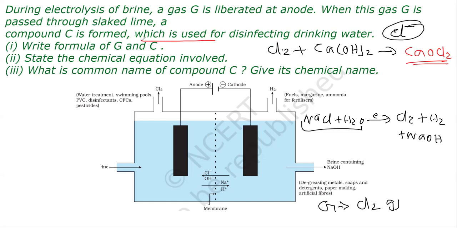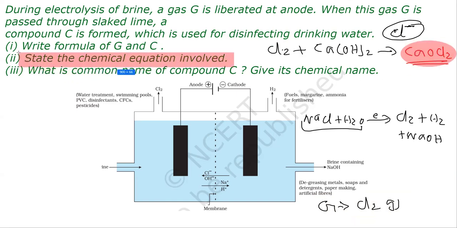Now, which is used as a disinfectant in drinking water? Well, this is one of the common uses of bleaching powder. The bleaching powder is used as a disinfectant. Now, begin with the question they are asking. The first question they are asking, what is the formula of G? We have identified this is chlorine gas. And that of C is the product which is calcium oxychloride, that is bleaching powder.